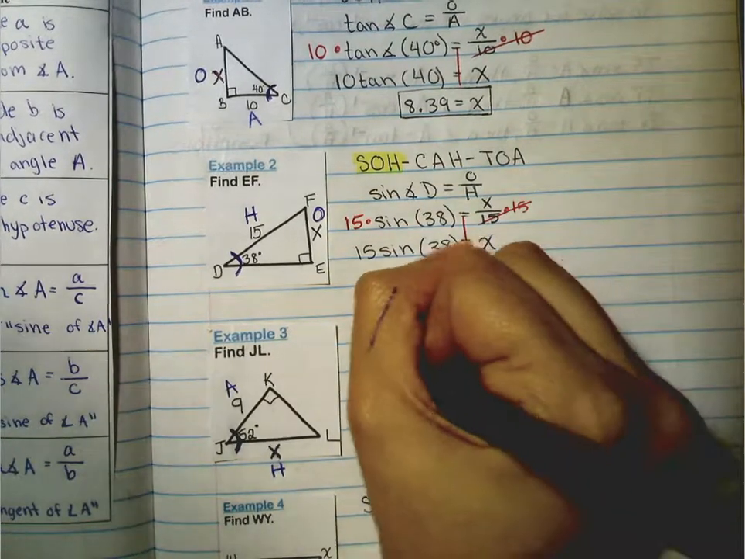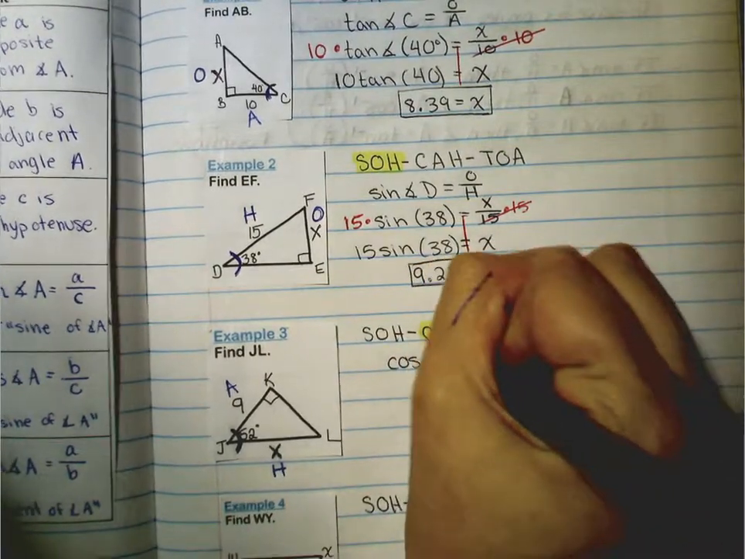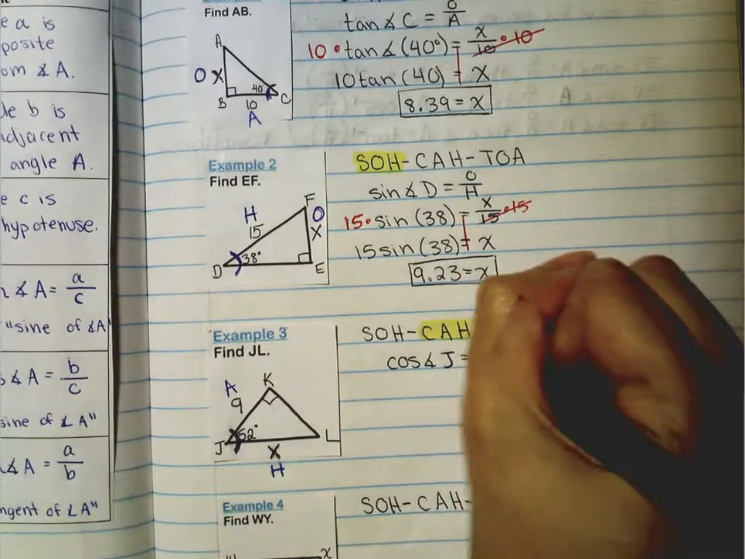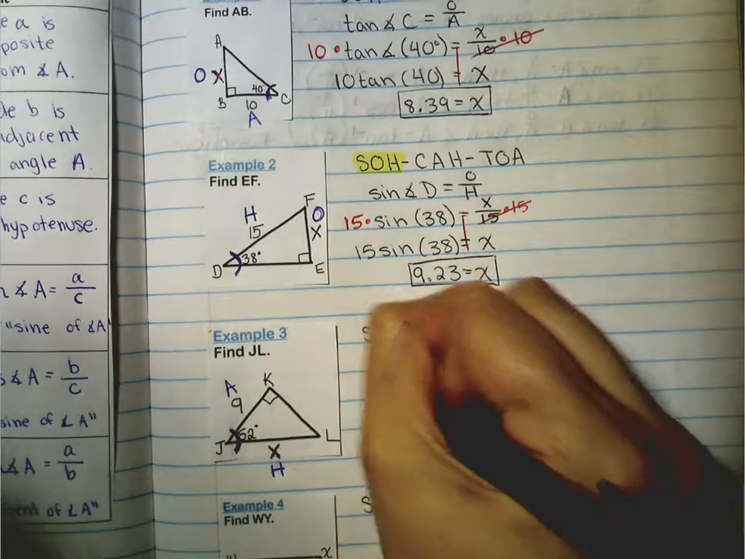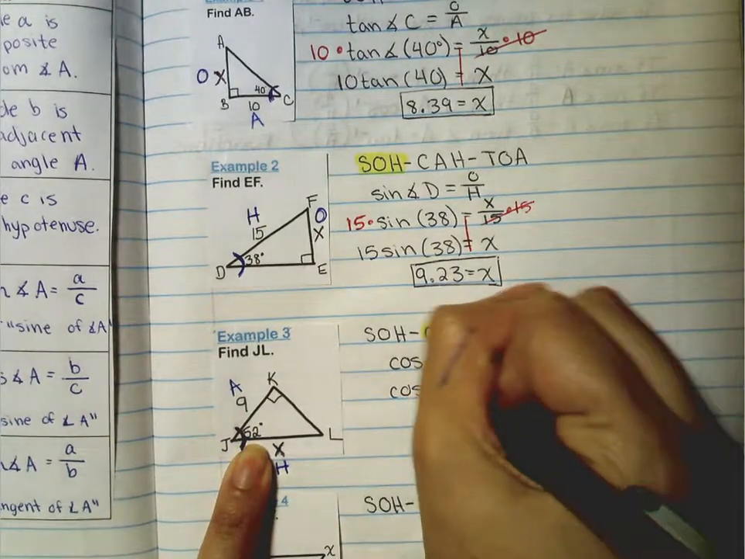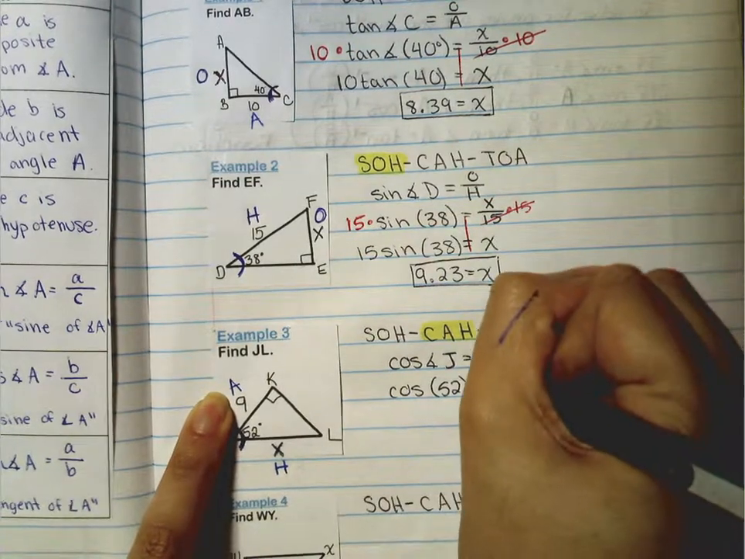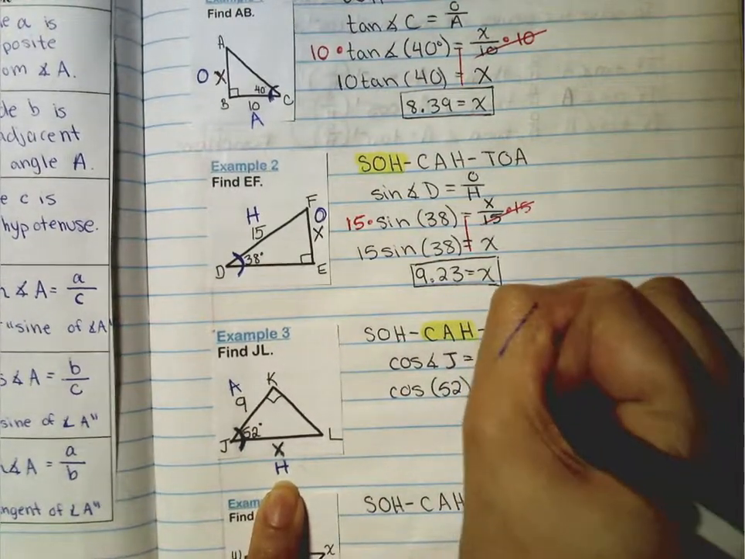Right, so one more time. My formula is cosine of angle J equals adjacent over hypotenuse. And I'm replacing all those letters with the numbers in my picture. So I have cosine of 52 degrees equals adjacent, which is 9, over hypotenuse, which is x.